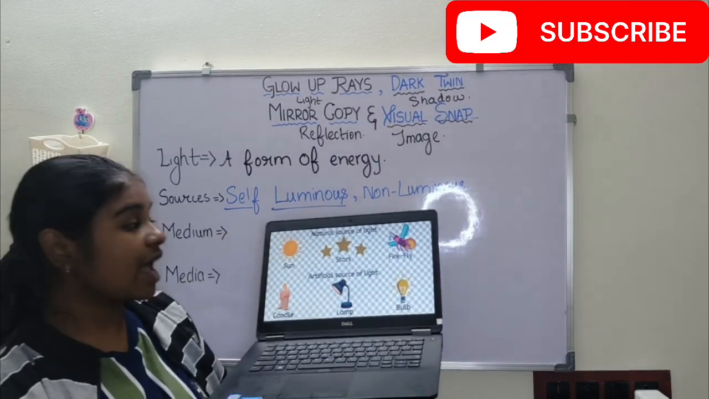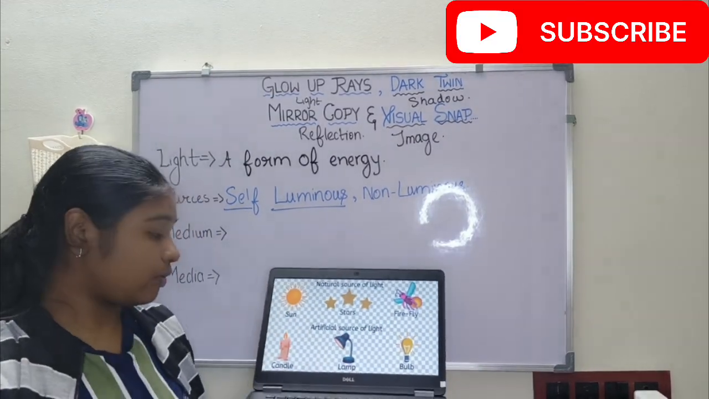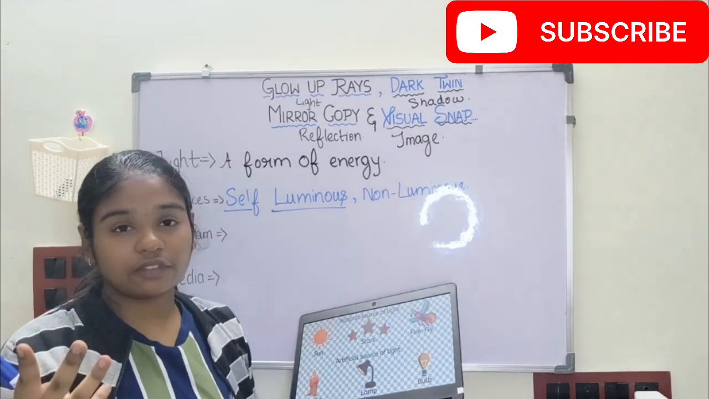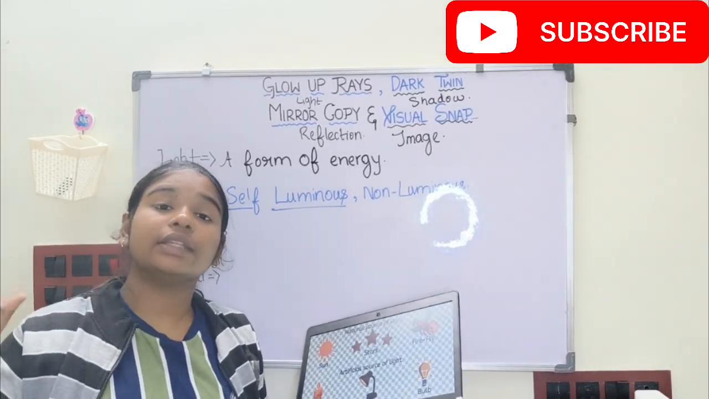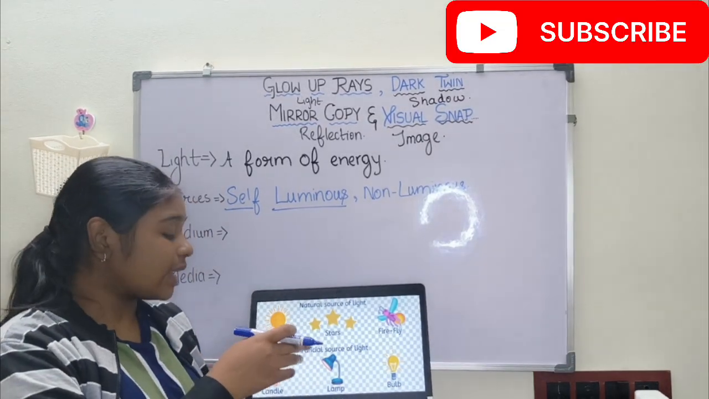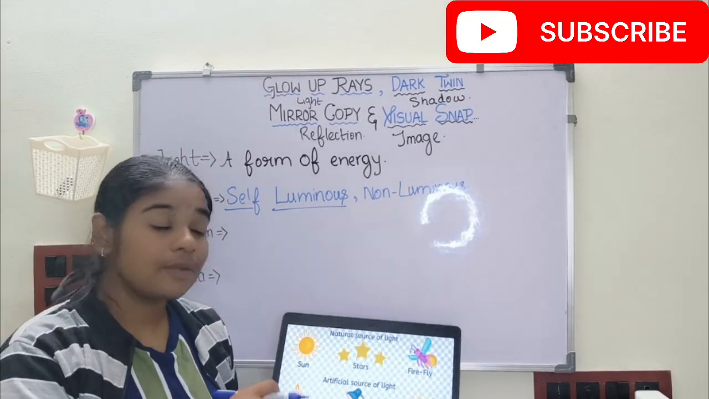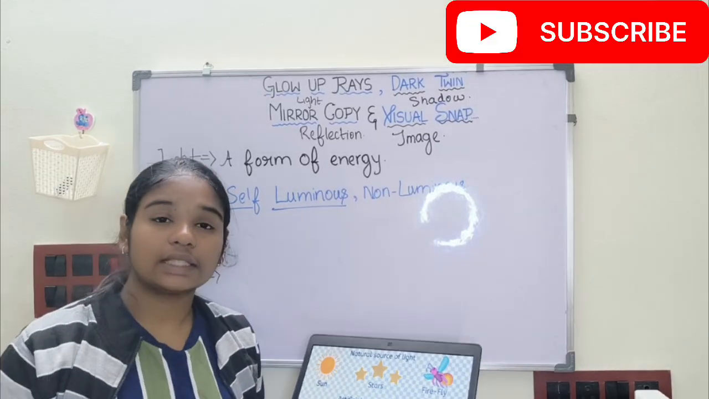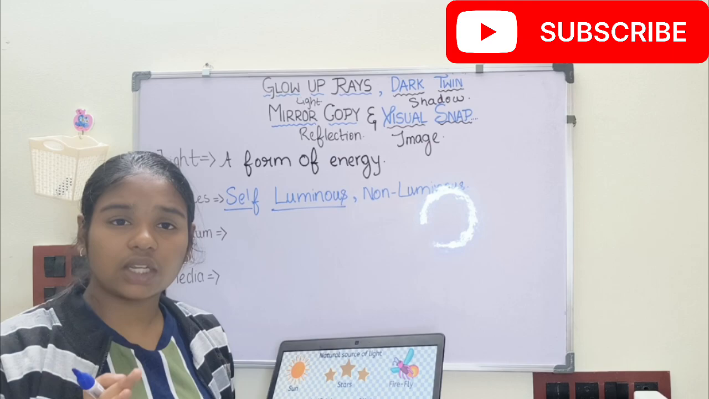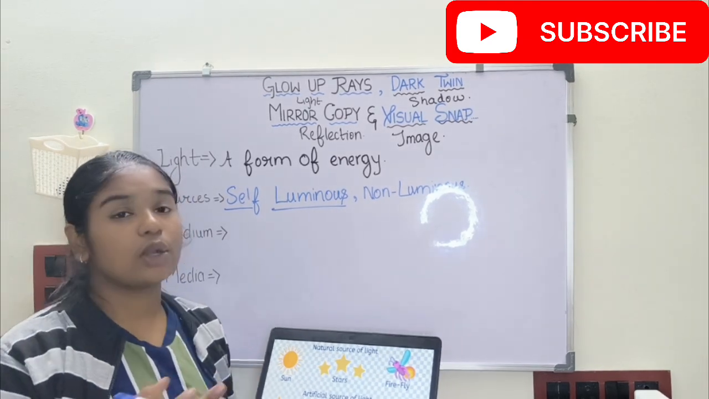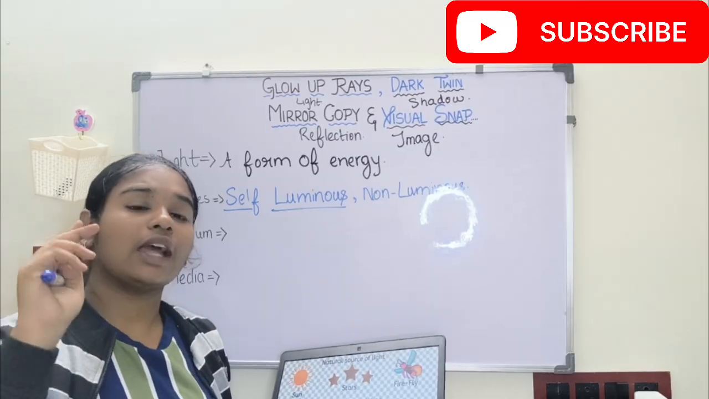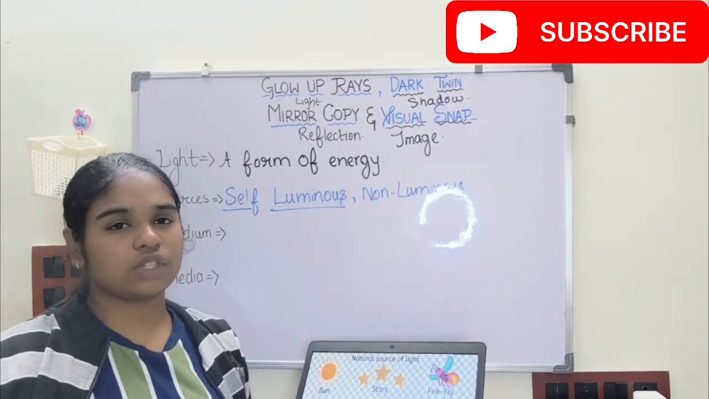So these are the natural sources of light: sun, stars, firefly. These emit light on their own. They are the examples of natural sources. And then artificial: you can see a candle, lamp, bulb. Yes, these are self-luminous bodies. Not only natural, even artificial ones are known as self-luminous bodies. So in self-luminous bodies, we have two types, natural and artificial.